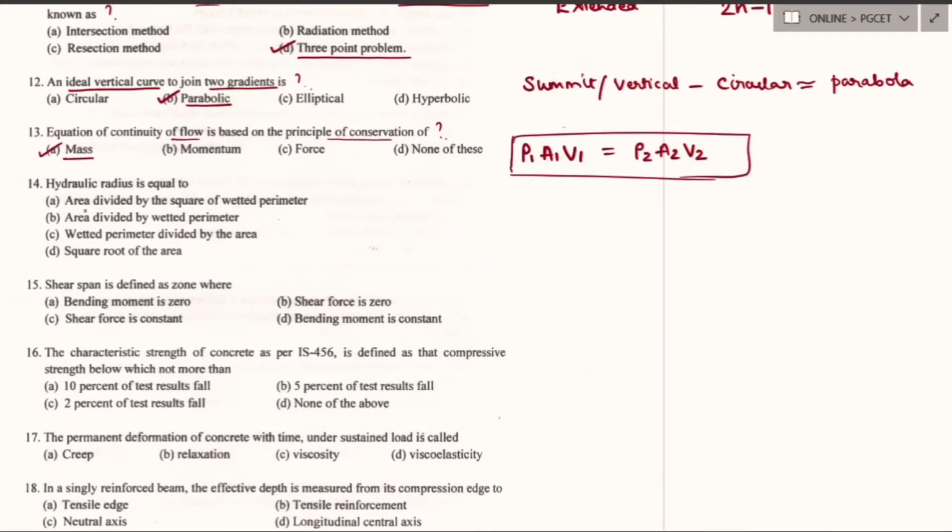Question number 14. Hydraulic radius is equal to. Hydraulic radius is the ratio of wetted area by wetted perimeter. So area divided by wetted perimeter is the right answer. Option B is the right answer.